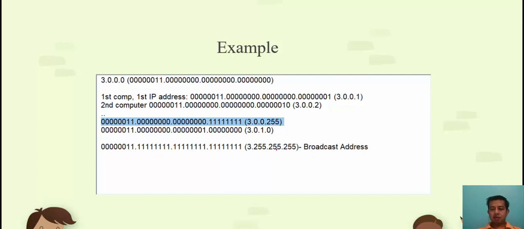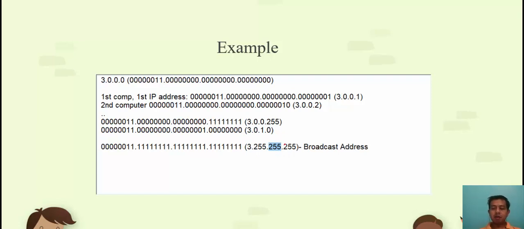But if someone is sending a message where the destination address is 3.255.255.255, in that case that particular message will be delivered to all the machines, all the nodes in that particular network.